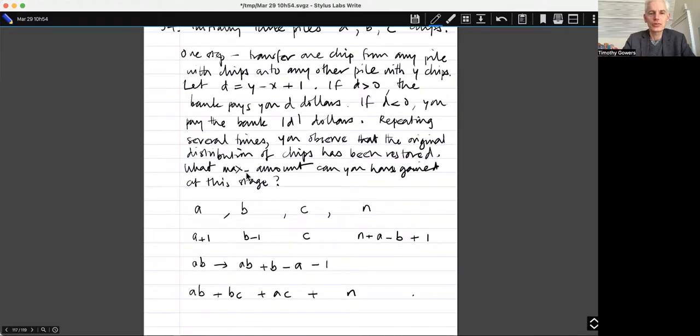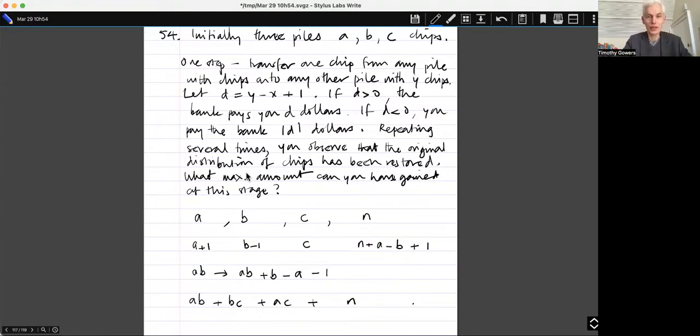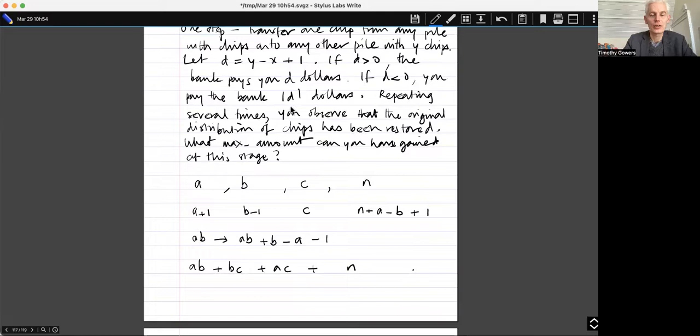So the question that we started with was, you have 3 piles of chips. In one step, you can transfer a chip from any other pile, and if you do so, basically the gain is going to be, so if you transfer a chip that's got X things in it to a chip that's got Y things in it, your gain will be Y minus X plus 1, whether or not that number is positive or negative. The question puts it in a slightly more complicated way, saying if it's negative, you have to give minus that amount, but I'd say you just gain a negative amount. If you get back to the original distribution of chips, what's the most you can gain?